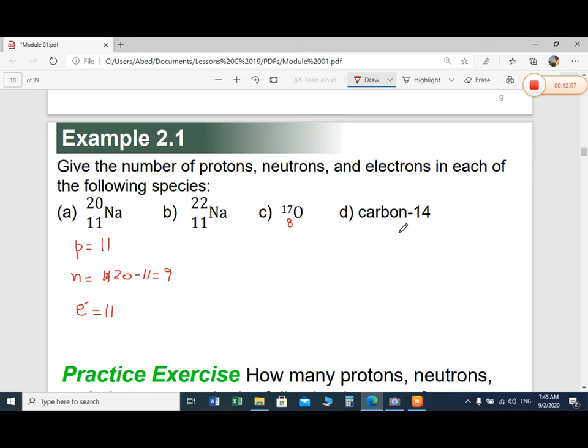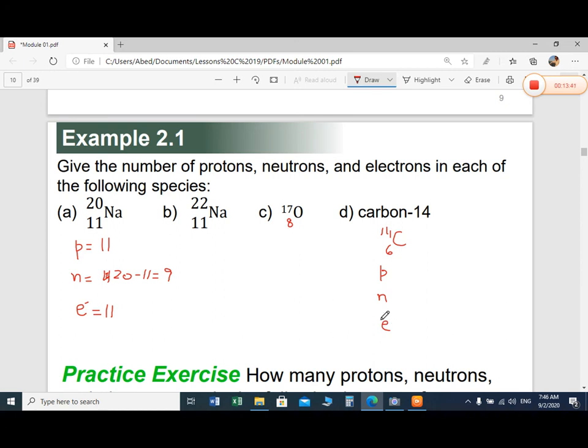This part D is the isotope of carbon 14. Carbon 14 means C is the symbol of carbon, and 14 is the mass number, so you write here 14 as the mass number. Actually the average mass number in the periodic table you will see is 12, but in this question they are selecting a particular isotope, that is carbon 14. So the mass number will be 14 here, and in the periodic table the atomic number is 6, so you write here 6, the atomic number, which is the number of protons. So now you can calculate: number of protons is equal to 6, number of neutrons will be equal to 14 minus 6, and number of electrons, because there is no charge, will also be equal to 6.